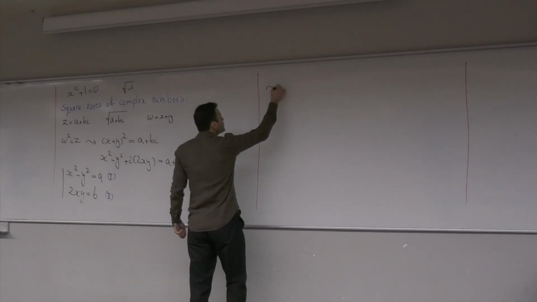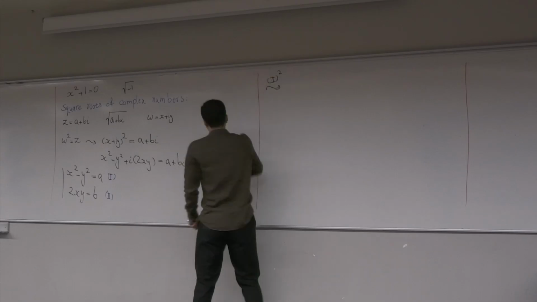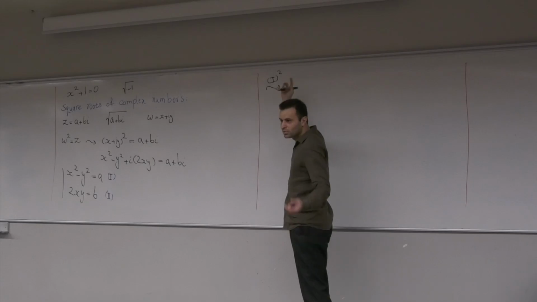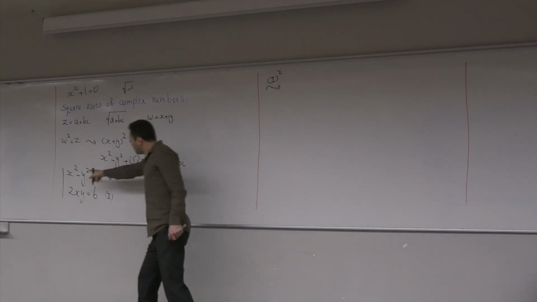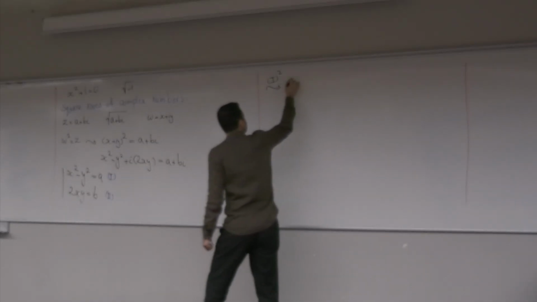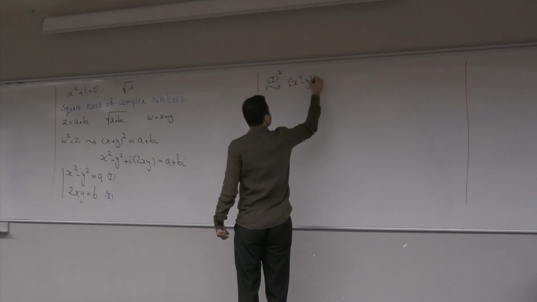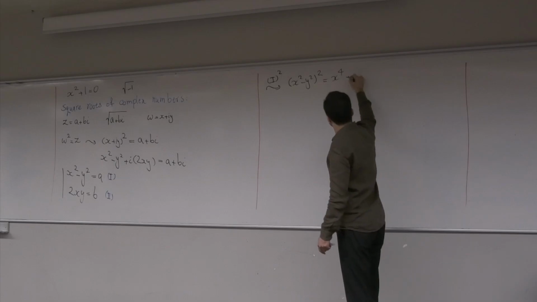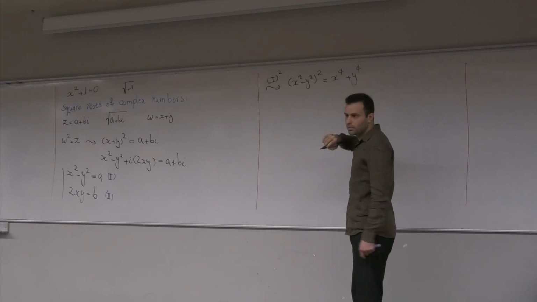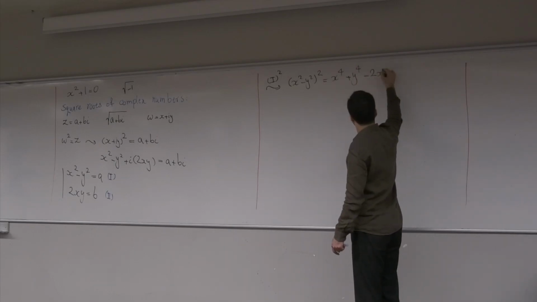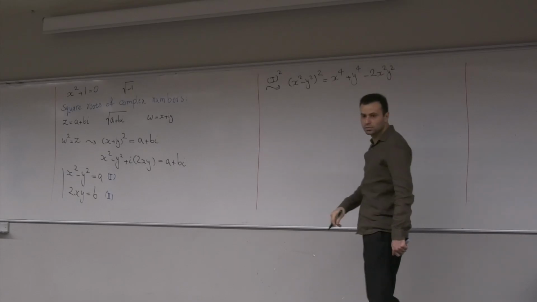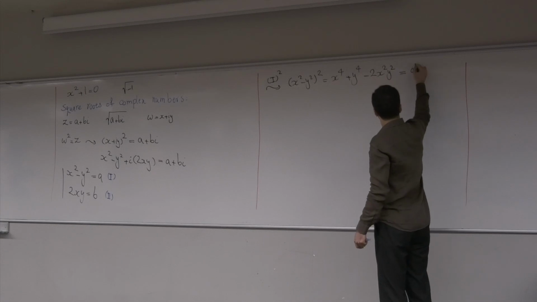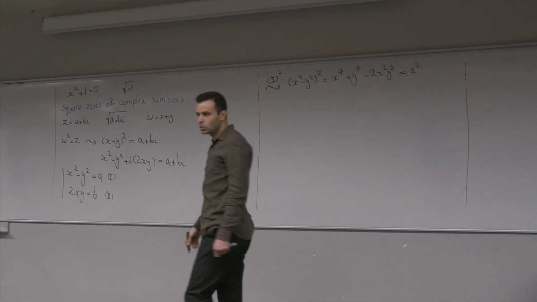So let's square both sides of this one. I'm using this dummy notation. So what is x to the power of 2 minus y to the power of 2, to the power of 2? This is going to be x to the power of 4 plus y to the power of 4 minus 2 times x to the power of 2, y to the power of 2. Right? This is the left hand side of it. And what is the right hand side? It is a to the power of 2. Okay?